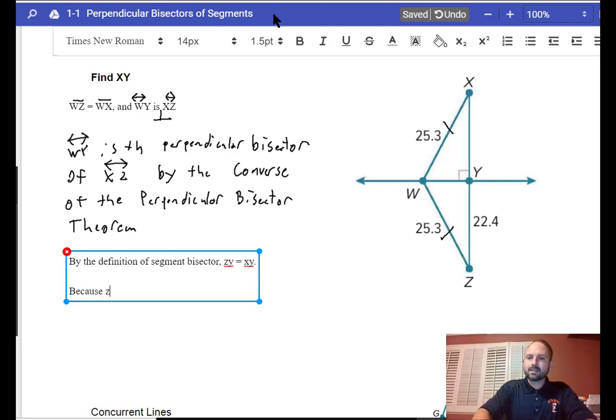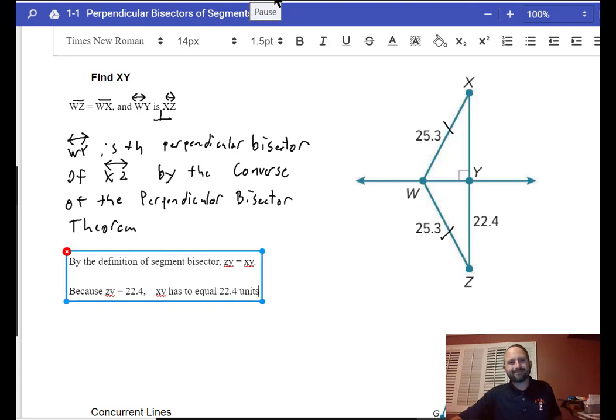And because ZY is equal to 22.4 units, then XY has to equal 22.4 units. All right, let's go on.